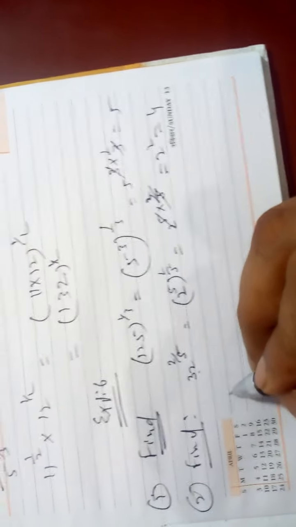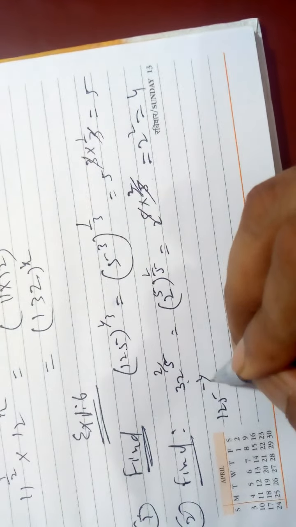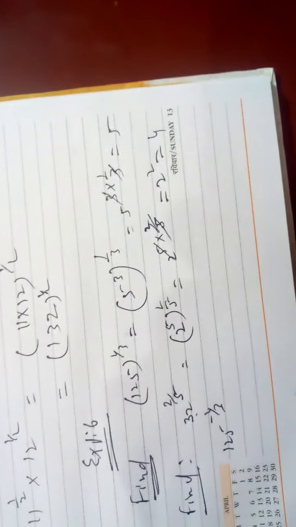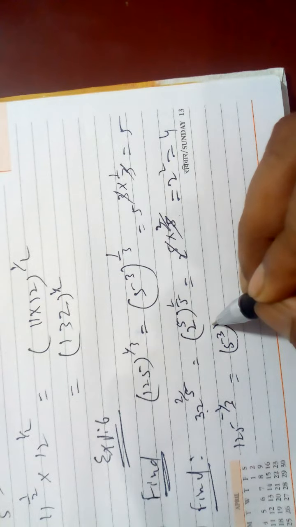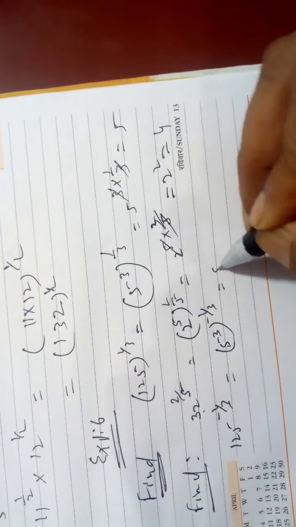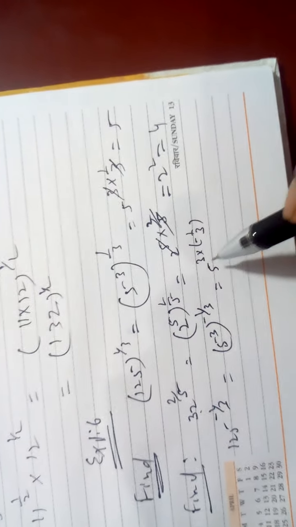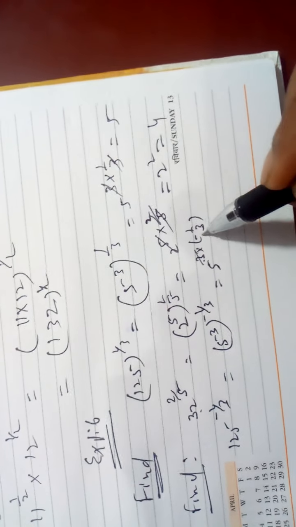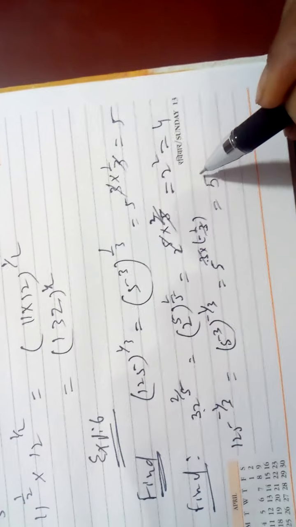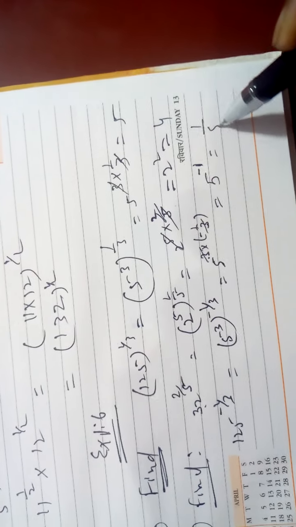The last part of the second question is 125 power minus 1 by 3. 5 fives are 25, so 5 power 3, whole power minus 1 by 3. So 5 power 3 into minus 1 by 3. The 3 and 3 cancel. Your answer is 5 power minus 1. This is negative, so you can write 1 upon 5.